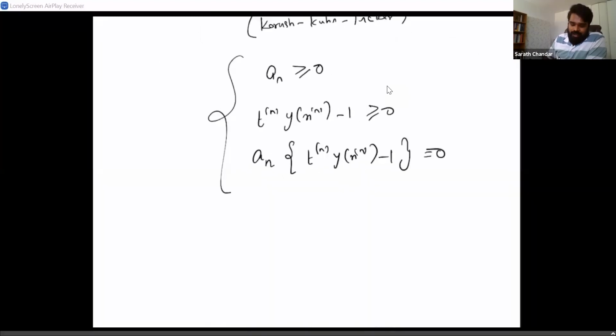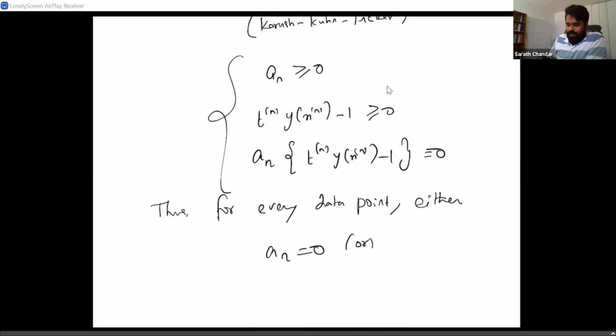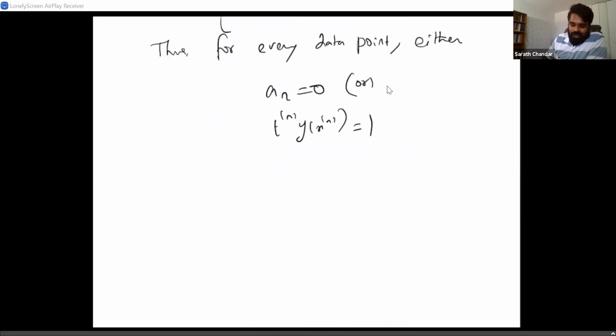Now what does this mean? This basically means that for every data point, either a_n should be equal to 0 or t_n y(x_n) should be equal to 1. So either your Lagrange multiplier is 0 or that data point is in the margin, right? t_n y(x_n) is equal to 1 only for data points in the margin. So basically any point for which a_n is equal to 0 will not appear in the sum.